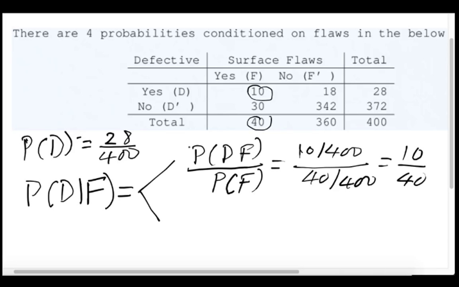Now, what is the probability of D given F? The probability of D given F is the probability that the item is defective if there are some flaws on the surface. So you only focus on this column, right? Because you already knew that there are some flaws on the surface. So F already occurred and F prime cannot occur. Then you only focus on this, and this becomes the size of the sample space. Therefore, you get immediately 10 over 40. Okay.